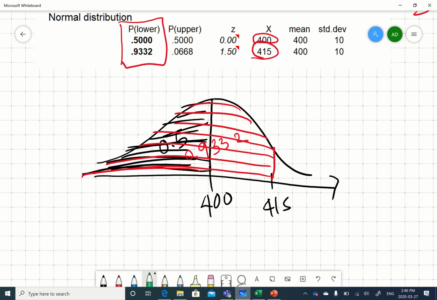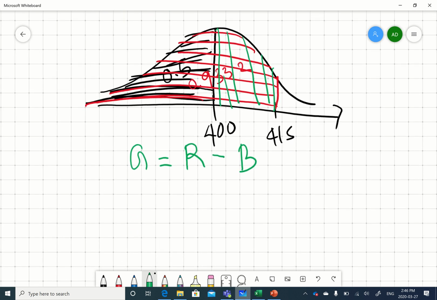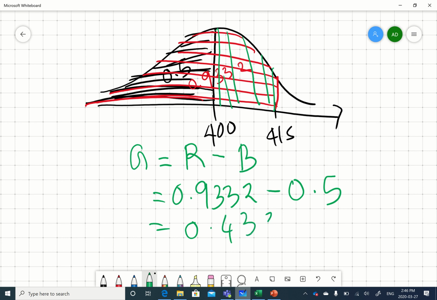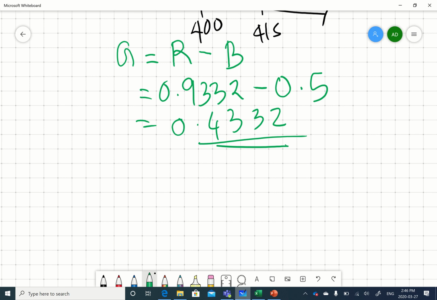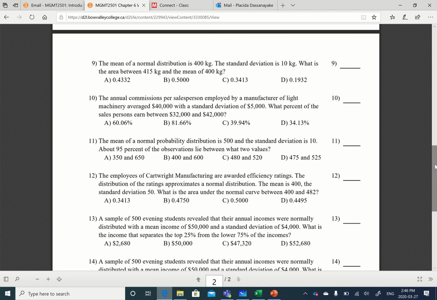So basically what we need is the green area. So our green area equals the red area minus the black area, right? So the total red area is 0.9332 minus 0.5, 0.4332. There you go, answer to the question. Okay, so I'm going to do one more from the worksheet. Then let's talk about the other side.